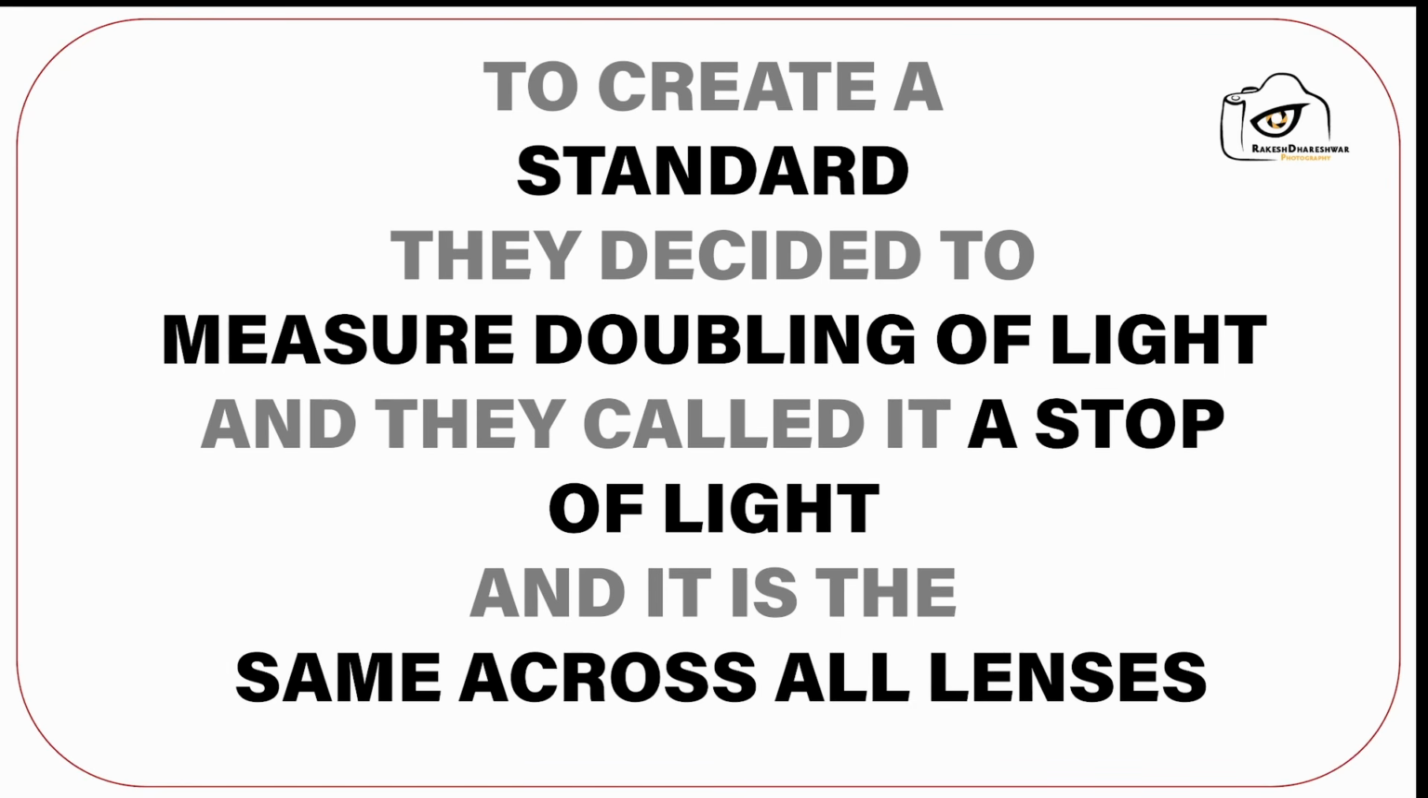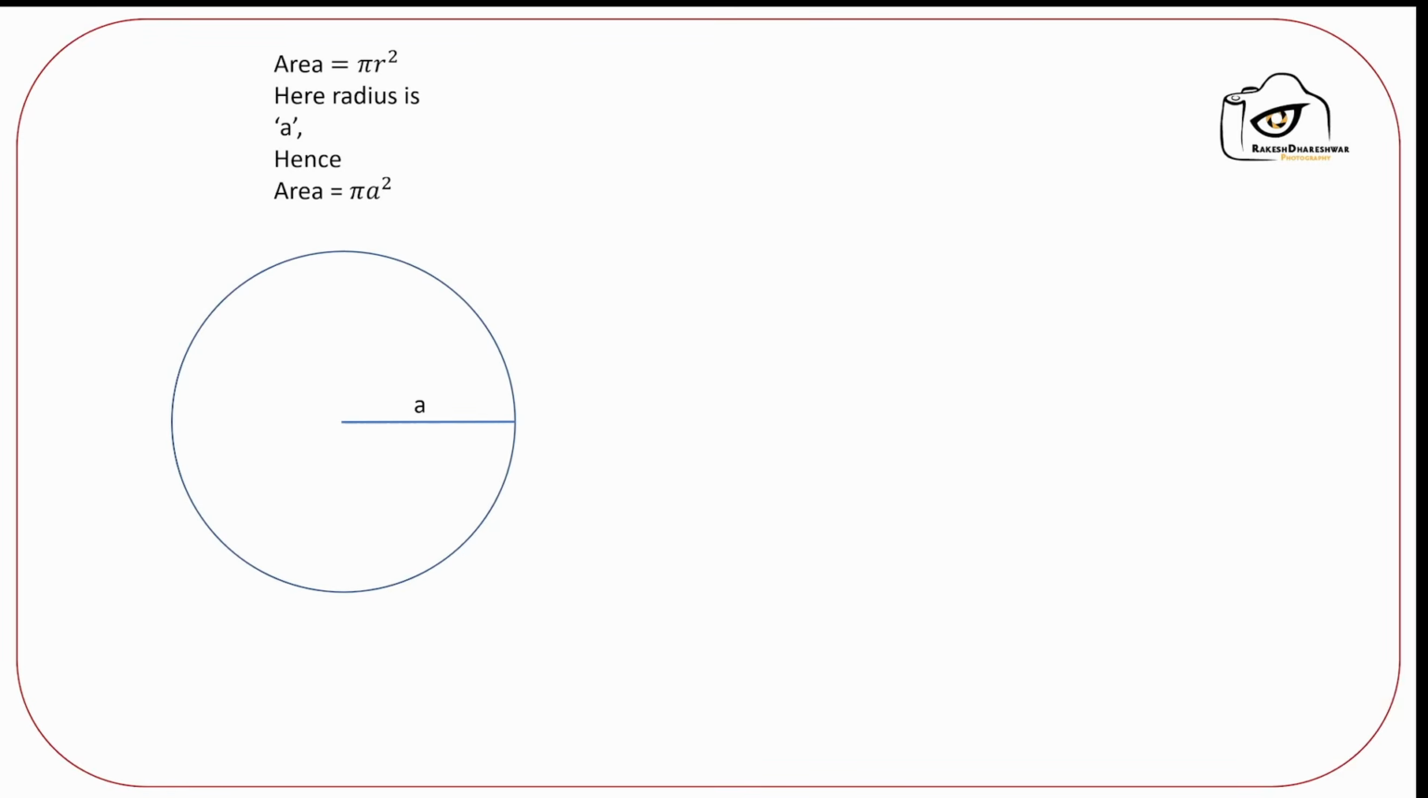Now, here comes the fun part. Let's imagine the aperture is a circle. If it is a circle, what is the formula for the area of a circle? Area of a circle is pi multiplied by r square, where r is the radius. Radius square. Yeah, I know. Some of you just had flashbacks of school trauma, but seriously, stay with me. Let's just say the radius of this aperture is a. Then the area is equal to pi multiplied by a square.